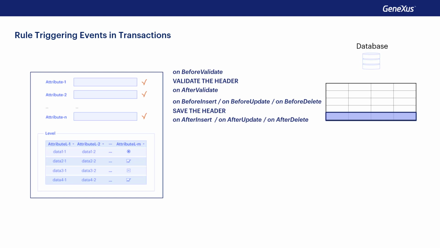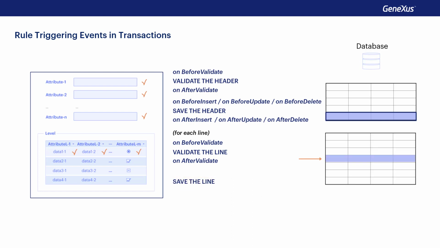If the transaction is a two-level transaction, after recording the header, the rules and formulas of the second-level attributes that don't have an associated triggering event will be executed. And afterwards, this will happen for each line. Validation. So all the rules that are conditioned to BeforeValidate and AfterValidate events involving attributes of the second level will be triggered. And recording of the line. So all the rules that are conditioned to the events BeforeInsert or BeforeUpdate or BeforeDelete and AfterInsert or AfterUpdate or AfterDelete involving attributes of the second level will be triggered.